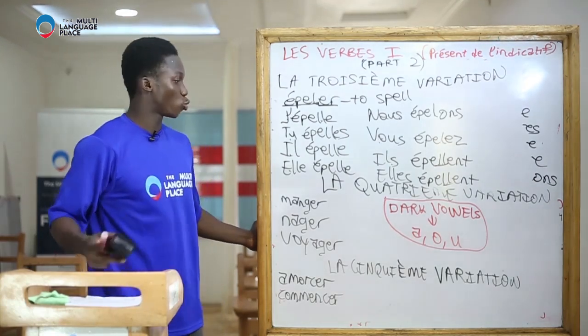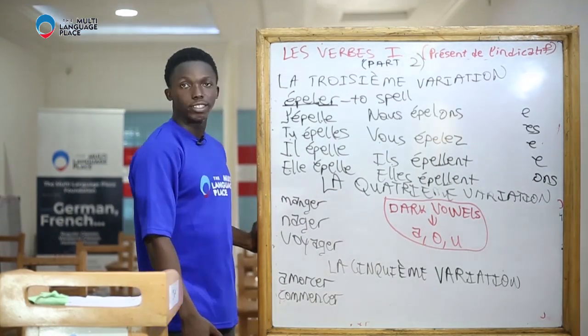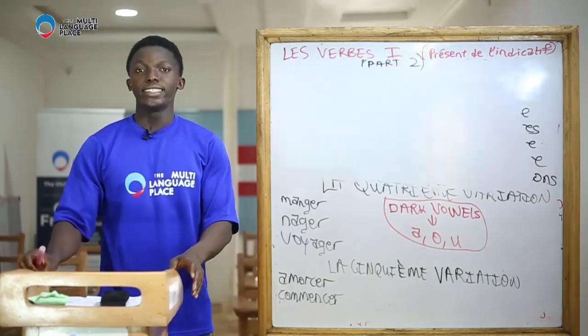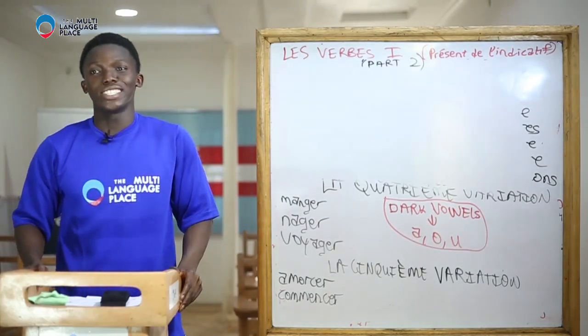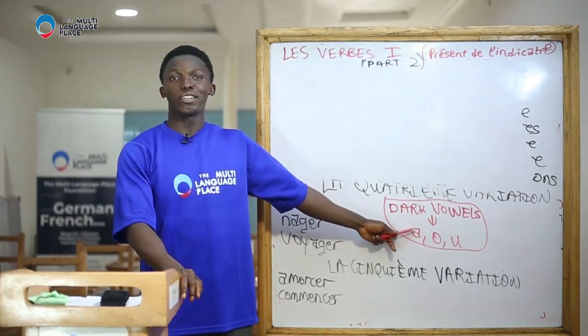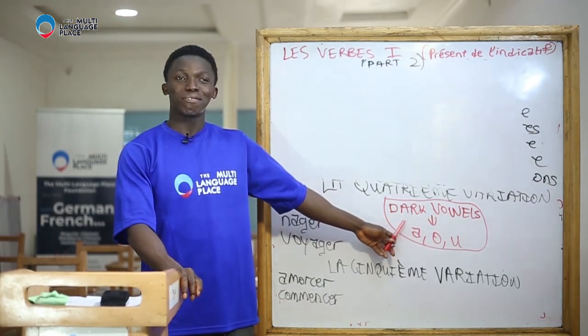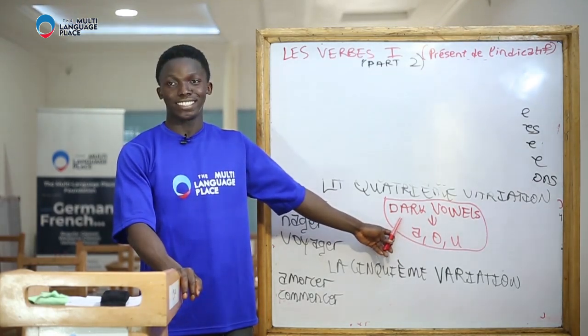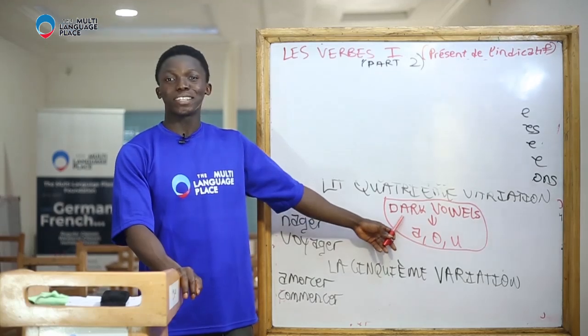Now we are moving on to the fourth variation. The reason why the fourth variation exists is because of these vowels here. They are very special vowels. They are called the dark vowels. The dark vowels are special vowels in French. Why they are dark is because they affect pronunciation.